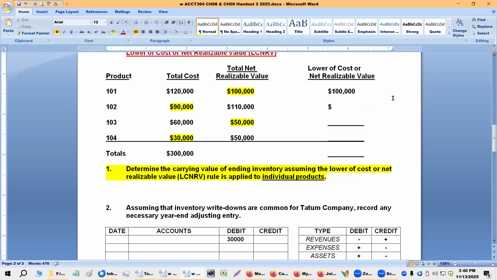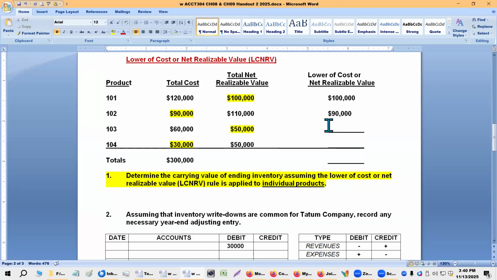Okay, so this is what, 90? So this is 90,000. We can sell it for 110. So this is fine, there's no problem with it, obsolete or anything like that. 103 is on the books at 60. We can only sell it for 50,000. So we are going to write that down to 50,000.